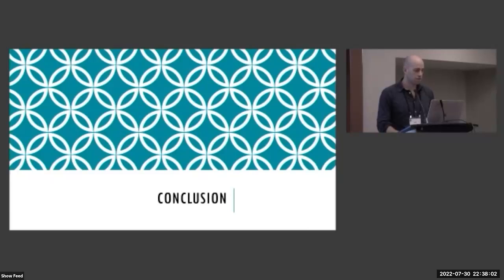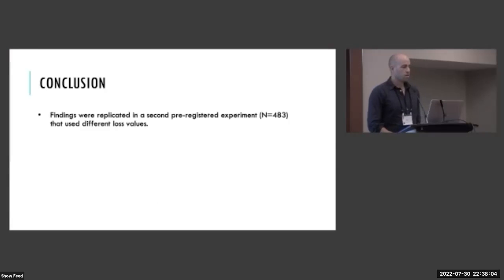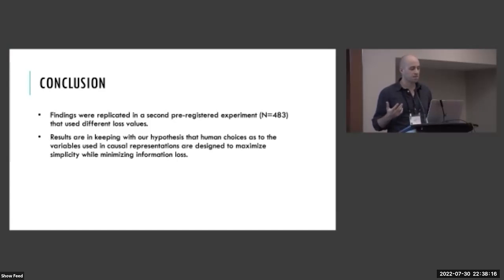So to conclude very quickly, these findings were replicated in a second pre-registered experiment that used different loss values and also changed a few other things about the order in which claims were shown to participants, suggesting some robustness there. And they're in keeping with this hypothesis that human choices of the variables used in causal representations are designed to maximize simplicity while minimizing information loss, and that these two things are traded off against each other.